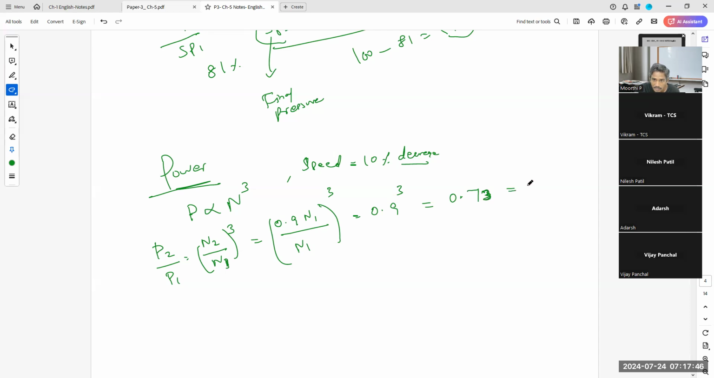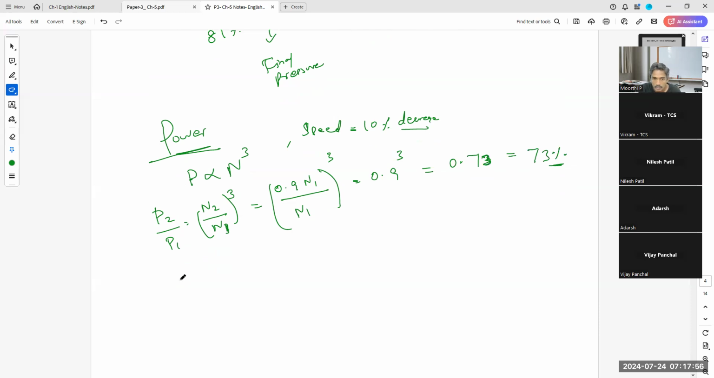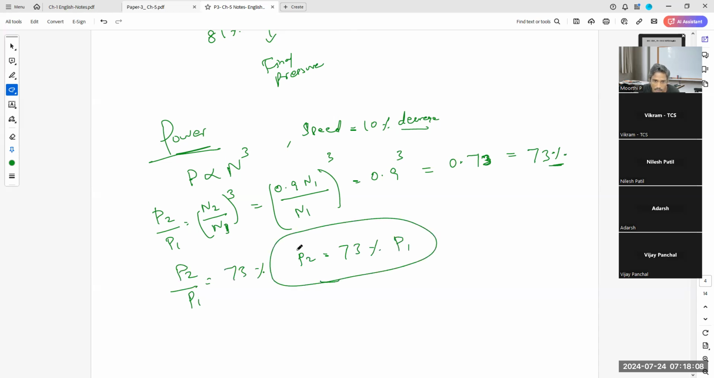This is percentage. Tell me the percentage. 73%. Understand? P2 divided by P1 equal to 73%. Then P2 equal to 73% of P1. How much percentage reduced in P2? 27% reduced, na? That you have to note. 27% decrease. Okay, next you have to tell.